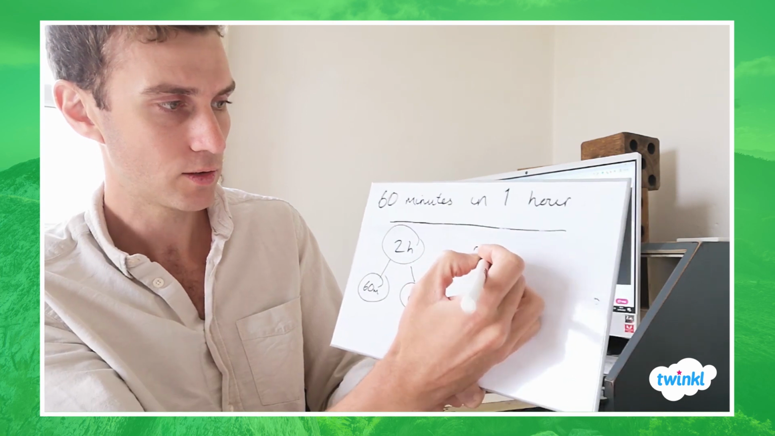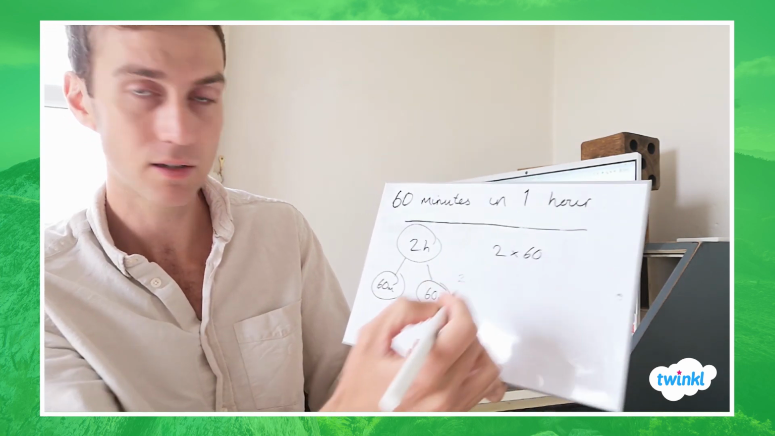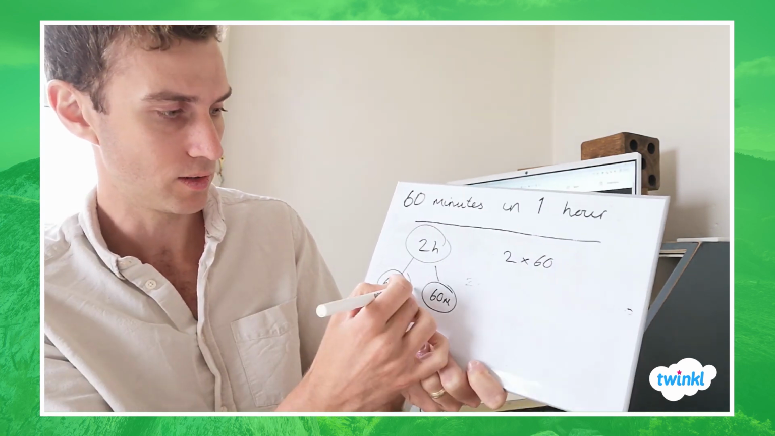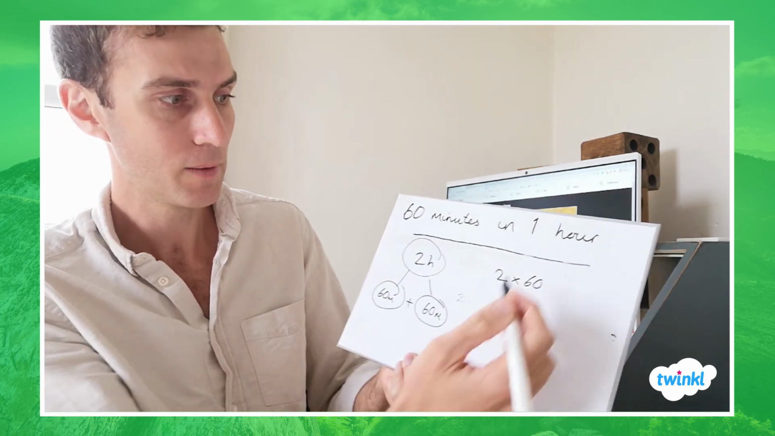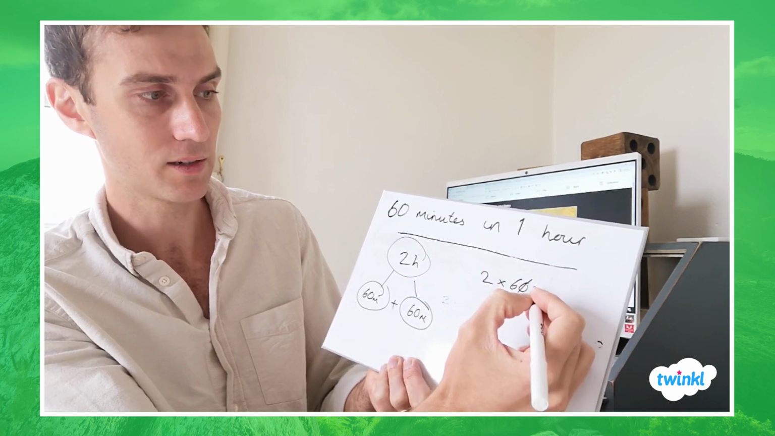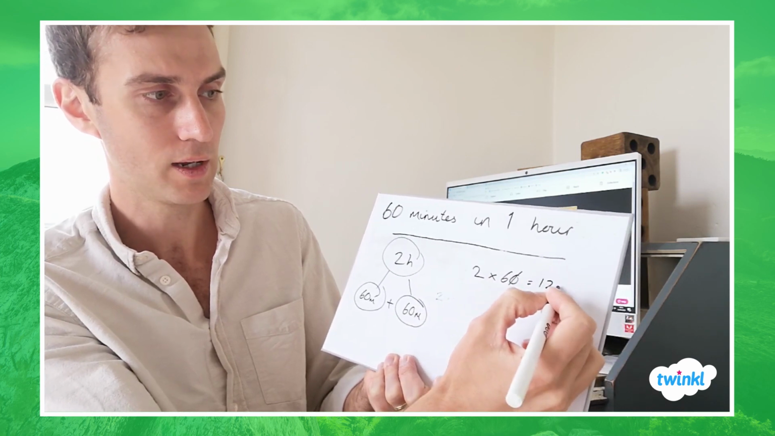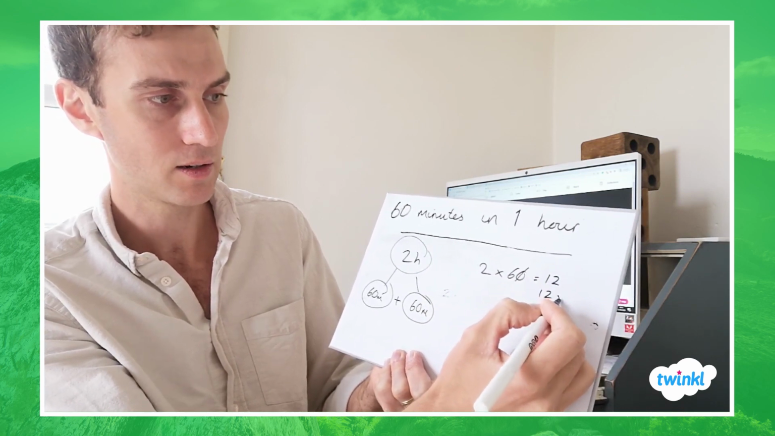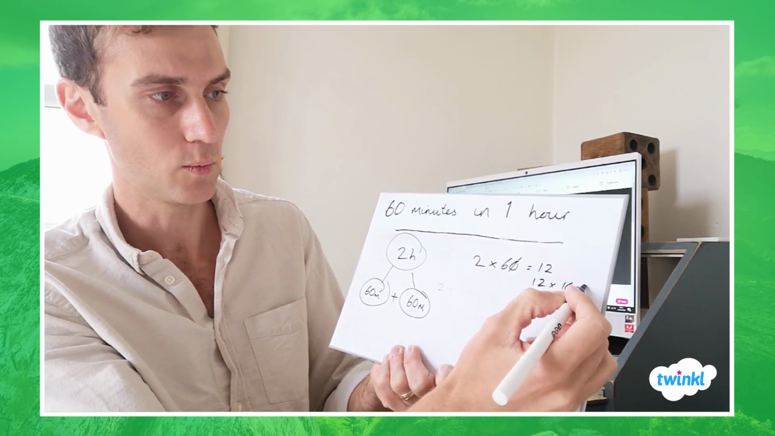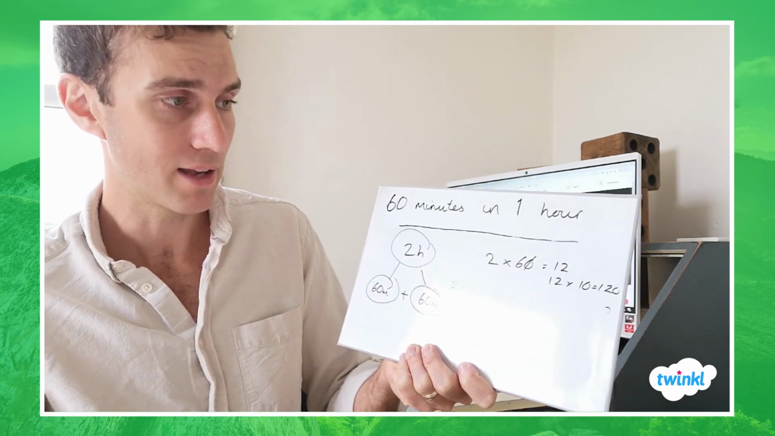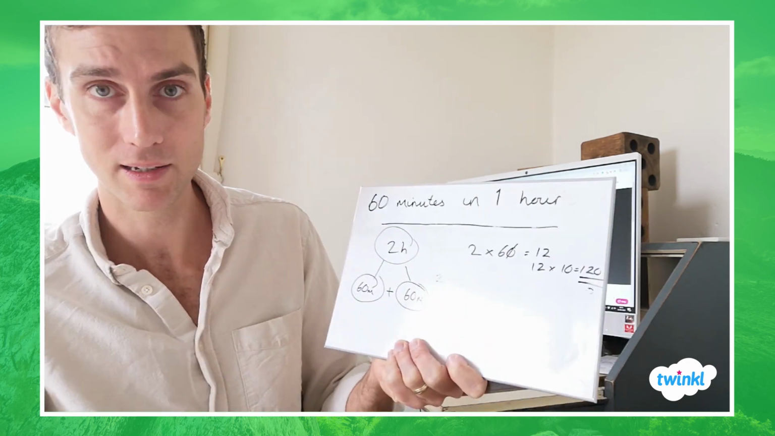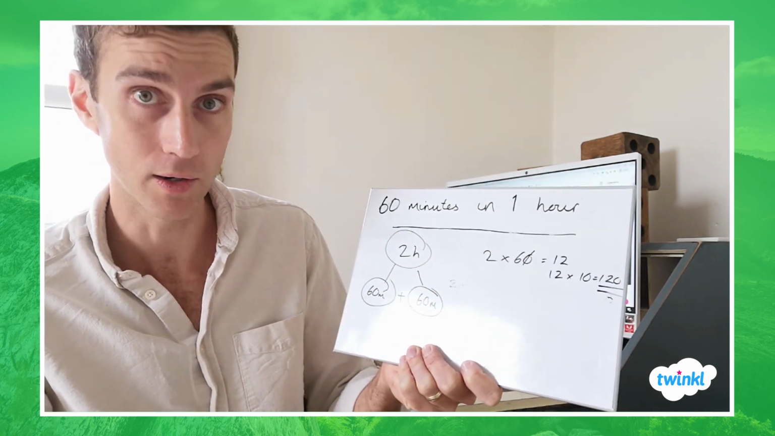So I need to do 2 times 60, or I need to just do 60 add 60, or I need to do 6 add 6 times by 10, or I need to do 2 times 6, which is 12. Then I need 2 times that by 10 to equal 120. So you can say Ben is wrong because there are 120 minutes in 2 hours, not 200 minutes in 2 hours.